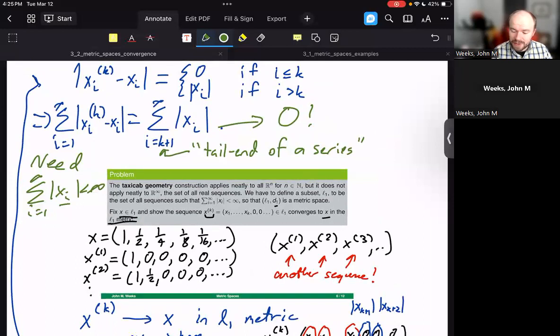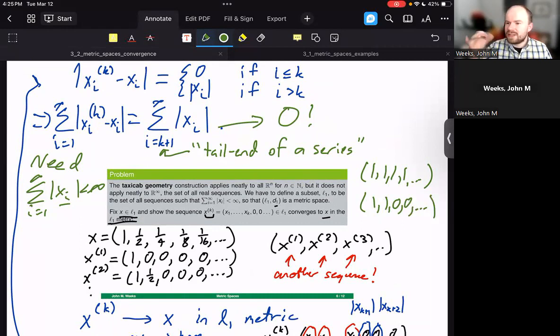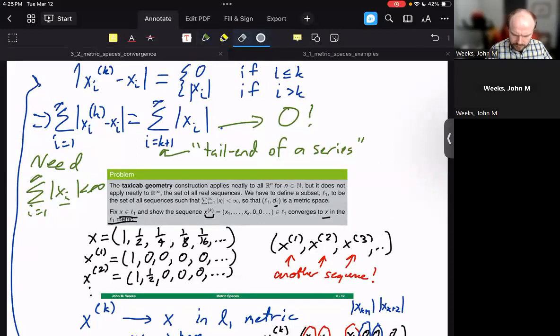We may not have been able to say this if this had been the sequence 1, 1, 1, and so on and so forth, and we had been doing the same sort of process as we were doing below. Because now, adding these two sequences, the sum of the difference between them is always infinity. So you never do actually end up getting to see them in this way. They never do get closer to each other in the L1 norm.